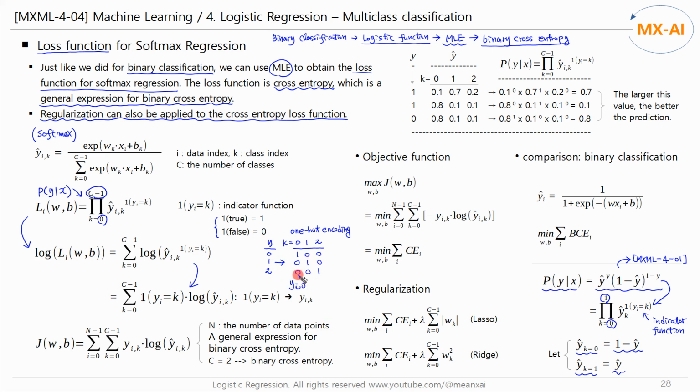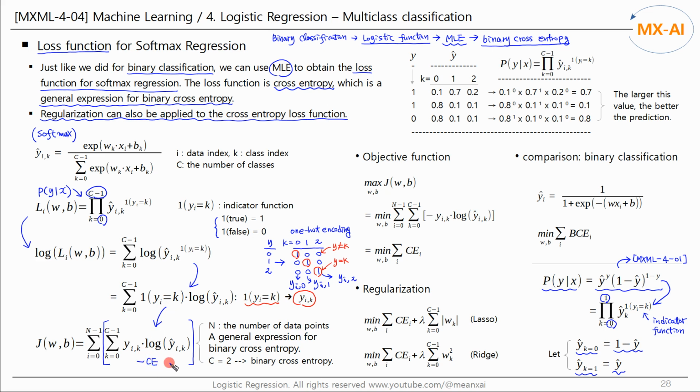Let's denote the first column like this and the second and third columns like this, respectively. We know that this value is 1 only if y is equal to k. If y and k are different, it is 0. Therefore, the indicator function can be expressed like this. Then this equation can be written as follows. This is the negative cross-entropy.